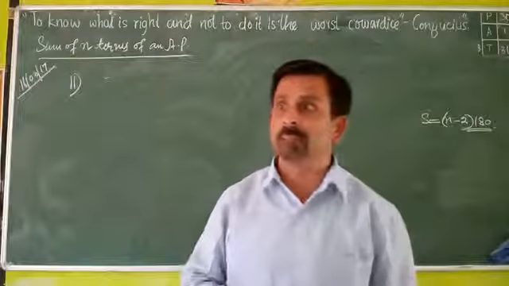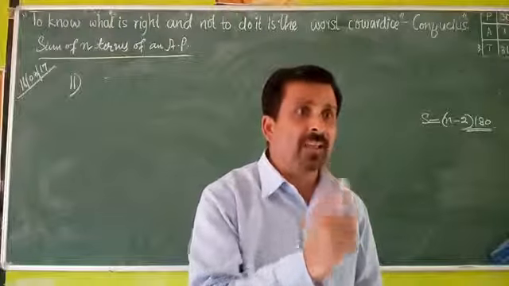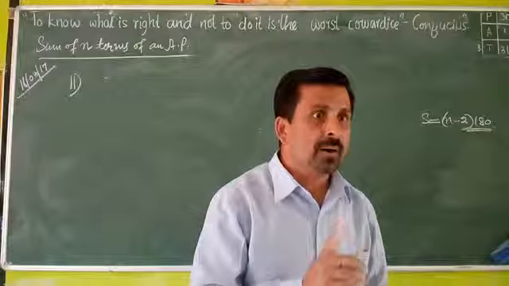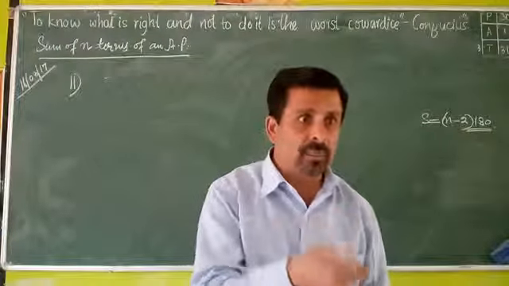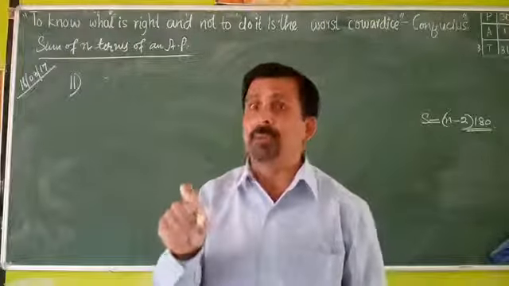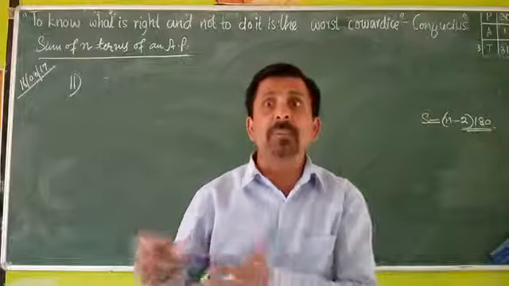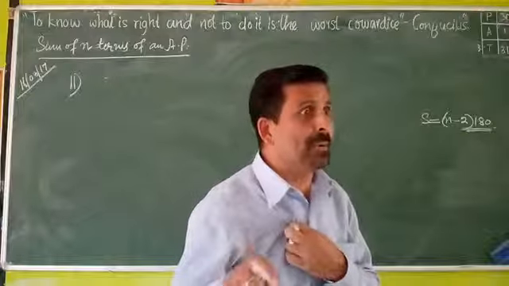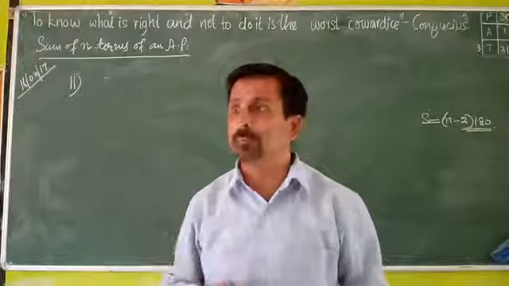Listen to my sentence once again. What should be the measurement of one interior angle in a polygon? Are you getting me? I'm not asking you the question, I'm just trying to tell you. What can be the minimum measurement of one angle in a polygon? And similarly, what can be the maximum limit of an angle? What can be the maximum measurement of an angle in a polygon? This is very important to know.